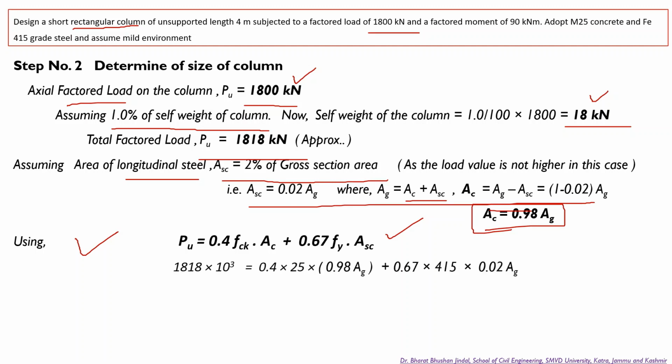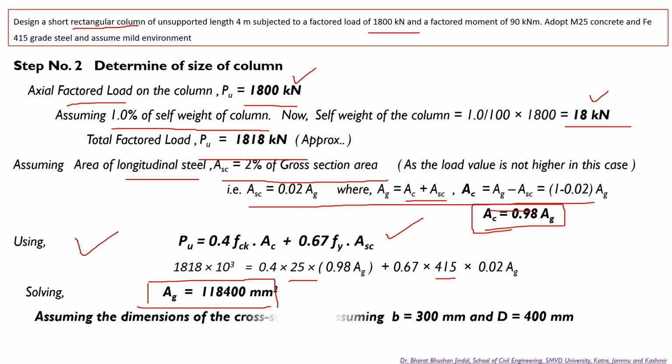Putting all the information which we have collected or calculated so far, the grade of concrete is M25 and the grade of steel is 415. After doing the calculation, we get the required area of gross section as 118400. Now here we have to design a rectangular column, so we can assume some dimensions.